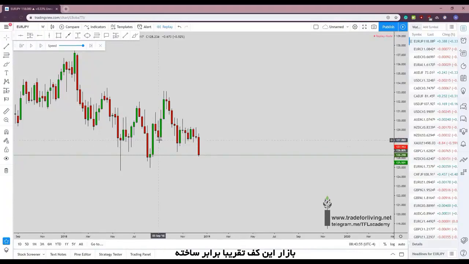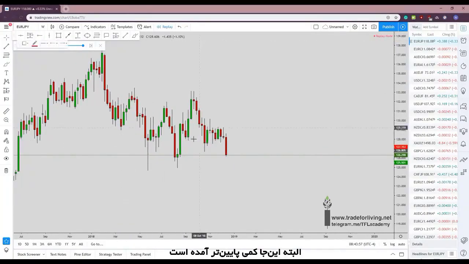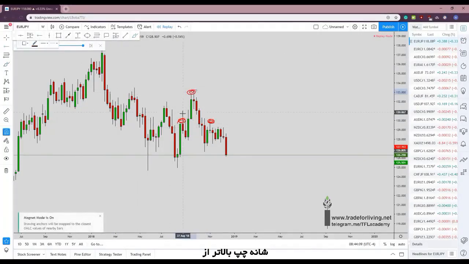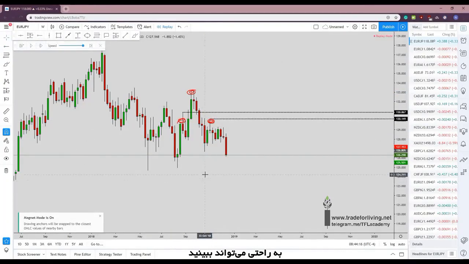The market created kind of an equal low, even if the market slipped all the way to here, but overall this was the left shoulder, this was the right shoulder, and this was the head. Now if you notice, the left shoulder is higher than the right shoulder. You're immediately able to see this, and it's very important.